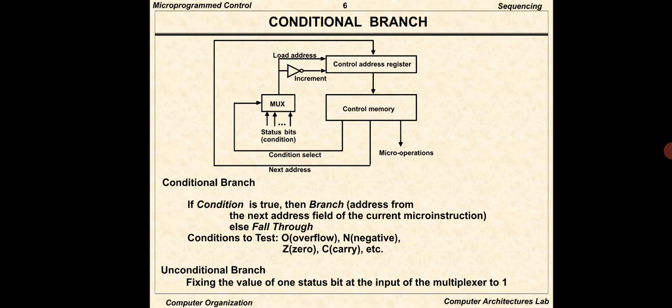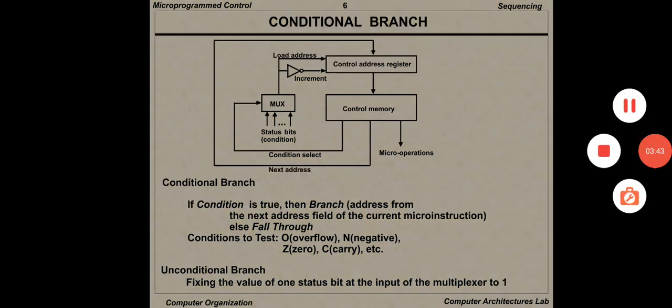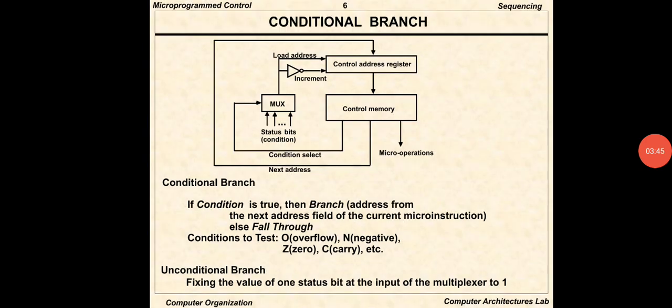Next comes the conditional branch. How are we going to check the conditions in this conditional branch? If you see here, there is a MUX. For this MUX, you give the status bits, known as condition bits. From the control memory, we have the condition selection. Condition selection bits are given to this MUX. Based upon these condition selection bits, a particular status bit is given as an output.